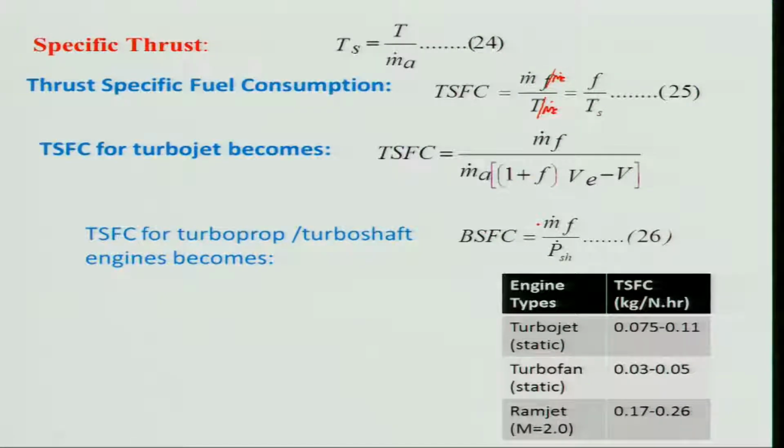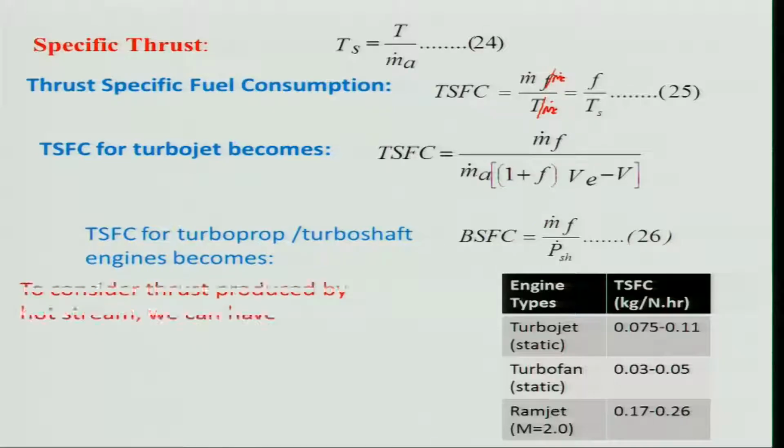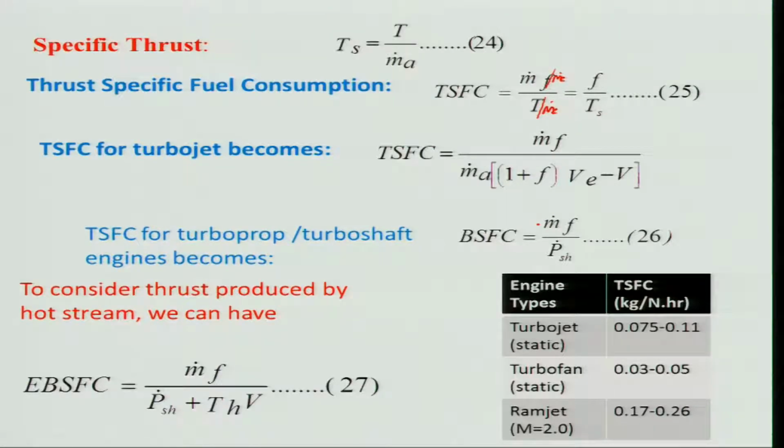So, therefore, how will we take care of it? I need to account for how much thrust power is being produced by the expansion of gas in a nozzle. For that I will have to use another parameter, known as effective brake specific fuel consumption. It is the same as m dot f divided by P sh, whereas this thrust is being added, that is the hot jet thrust, right.